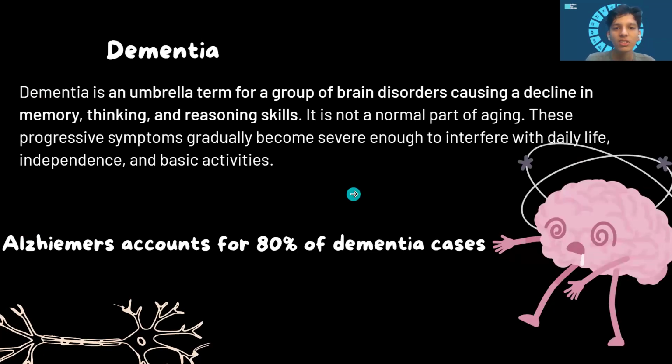Okay, so dementia. A big difference is that Alzheimer's is a thing that leads to dementia. Dementia is basically a collection of symptoms. It's an umbrella term for a group of brain disorders causing a decline in memory, thinking, and reasoning skills. It's not a normal part of aging. So don't think that if someone you know is old and they lose memory, it's normal. It's not a normal part of the aging process. It's severe enough to interfere with daily life and basic activities.